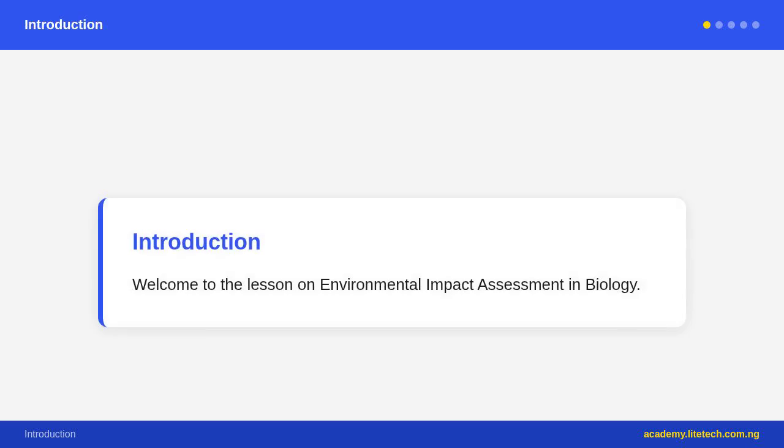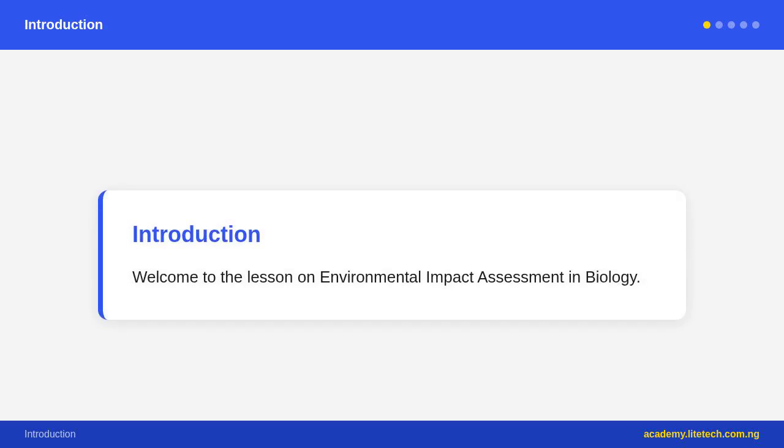An environmental impact assessment (EIA) is a systematic process used to identify, predict, and evaluate the environmental effects of a proposed development project before it proceeds. EIA was developed in the 1970s and is now a legal requirement in Nigeria and most countries.